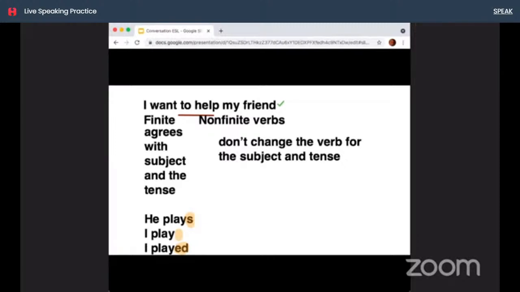Yeah, ma'am, I understand. Okay, so let's think of an example of non-finite verbs. It's a bit difficult to think of them.